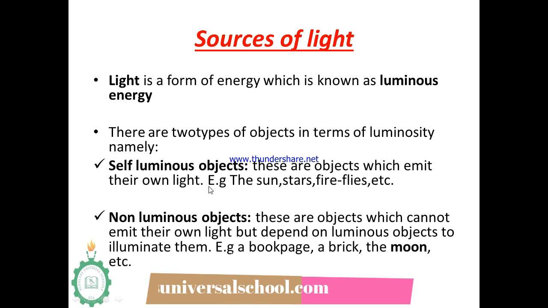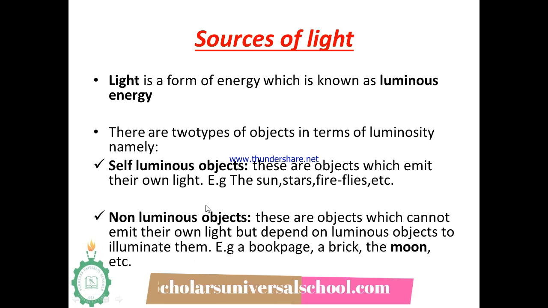Examples of self-luminous objects are mainly the natural sources of light, which are the sun, stars, fireflies, and also some fishes in the sea, which emit their own light. Non-luminous objects are objects that cannot produce light on their own. They rather depend on these self-luminous objects to illuminate them. They depend on these self-luminous objects to give them their light.